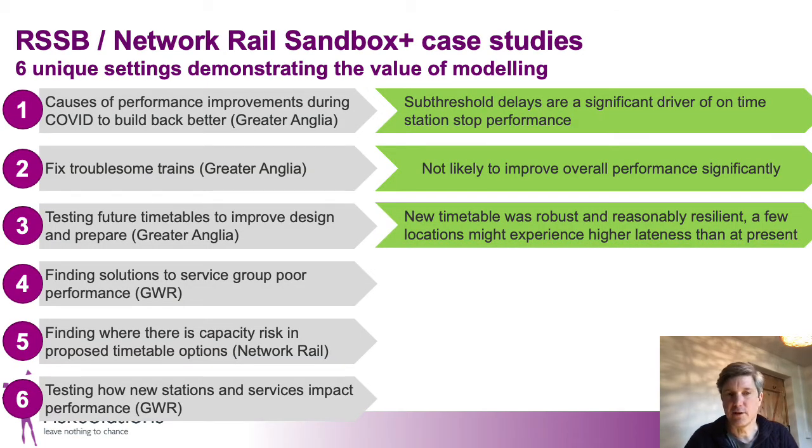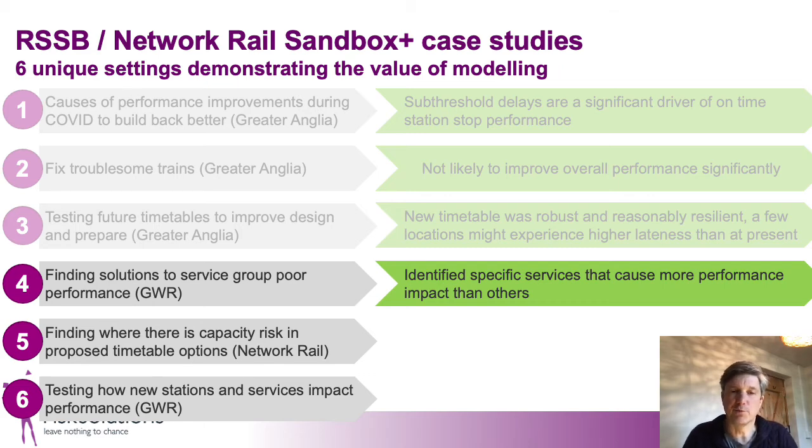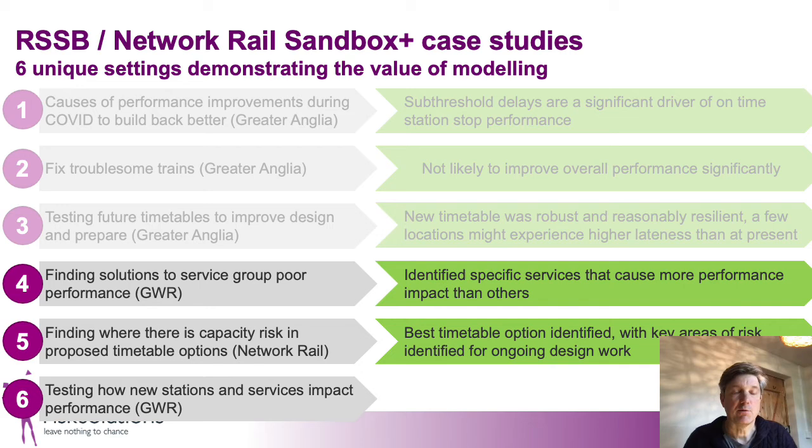So I've described 3 of the 6 Sandbox Plus case studies. The other 3 were with GWR and with Network Rail. With GWR, we looked at service group poor performance, and we identified for one of their service groups some causes of poor performance so that they could focus their efforts to improve. With Network Rail, they were particularly interested in network capacity risk, so we looked at ways of measuring network capacity risk in a new timetable, in several options for new timetables, and compare those options to find the option with the least risk that could be taken forward for serious development.